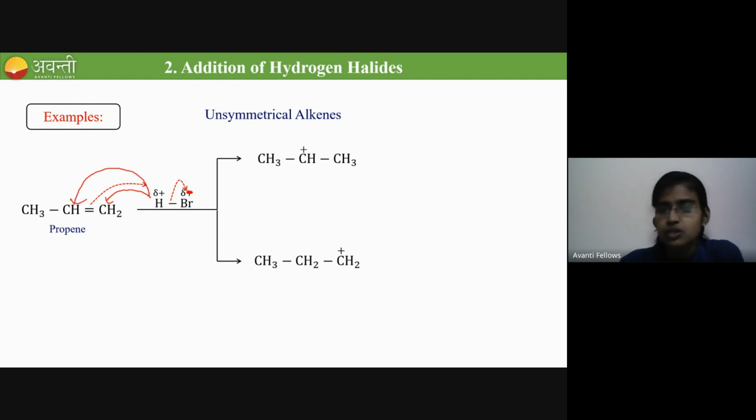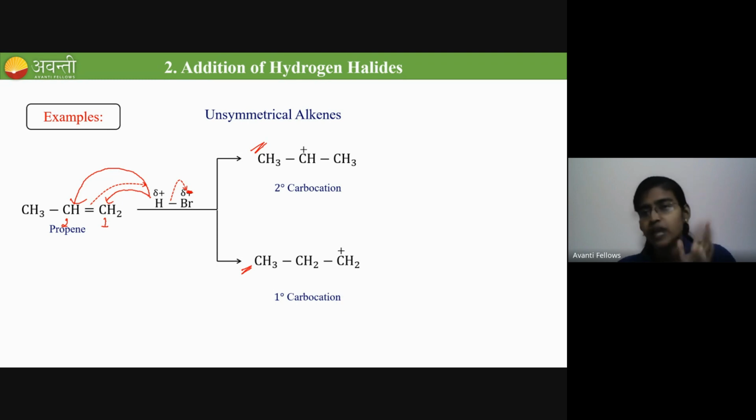Okay, so two different intermediates are possible. If the hydrogen goes to alkene carbon number 1, I will end up with this particular first intermediate. And if the hydrogen goes to carbon number 2, then I will get the second intermediate. So the first is the secondary carbocation and the second is the primary carbocation. So two different carbocations are formed.